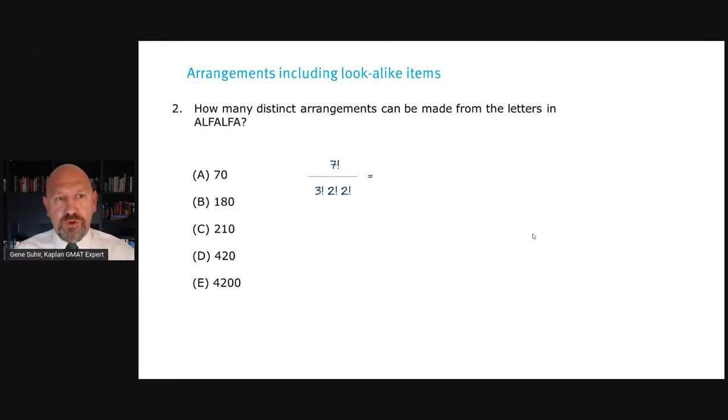So again, for the first couple of problems in this lesson, I'm going to write out the next step. But as we get deeper into it, we're going to streamline things and combine a couple of steps. 7 factorial, 7, 6, 5, 4, 3, 2, 1. Then on the bottom, 3 factorial, that's 3, 2, 1. 2 factorial, 2 times 1. And another 2 factorial, 2 times 1.